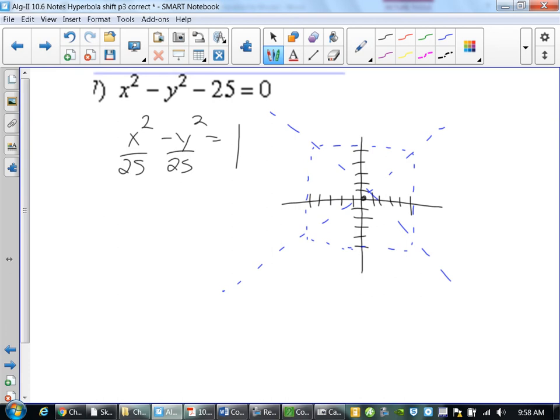How would you know where to see the vertices? You do it the exact same way. Your center is going to be at 0, 0. A squared is 25, so a is plus or minus 5. So you just go, since x squared came first, left and right 5. You do the exact same thing. Okay.